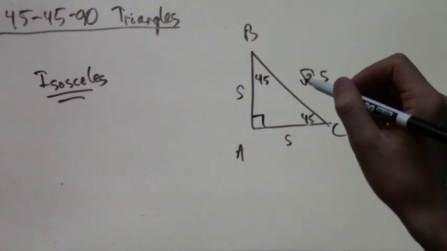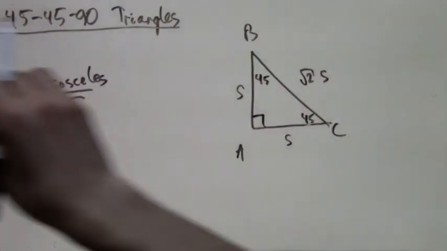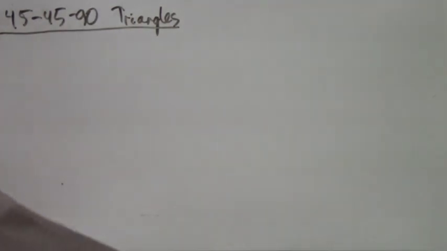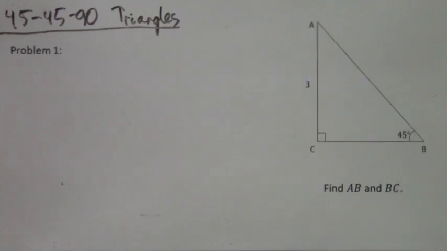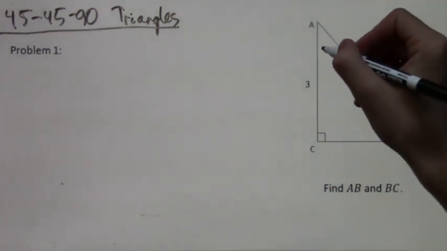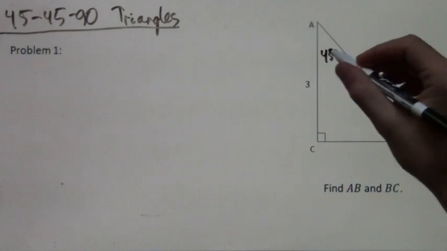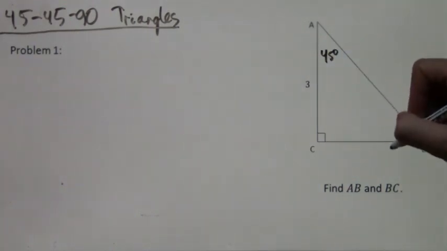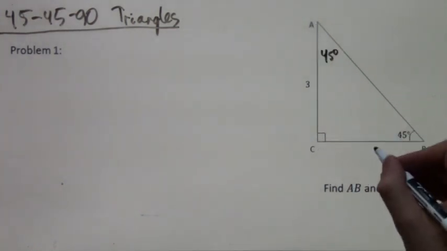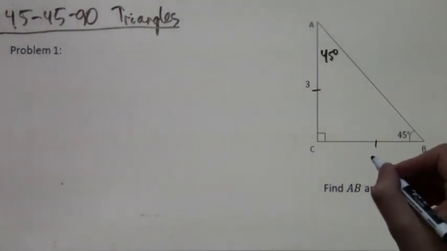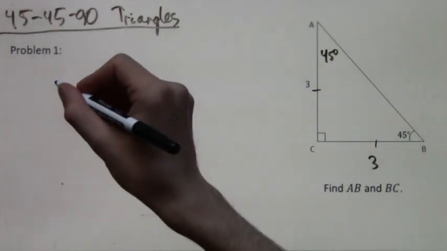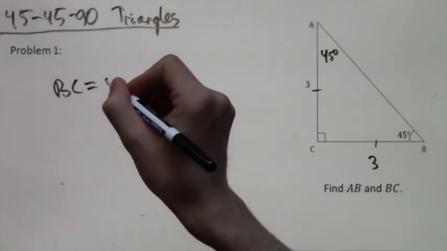Alright, so let's do a few examples and make sure that we understand how 45, 45, 90 triangles work. Here we have a 90 degree angle and a 45 degree angle, which means that the last angle also has to be 45 degrees. So we do have a 45, 45, 90 triangle, and we're given that AC is equal to 3. We want to find the other side lengths. But we know that AC equals BC because it's an isosceles triangle, and that's the way 45, 45, 90 triangles work. So we already know that BC is equal to 3, the same as AC.